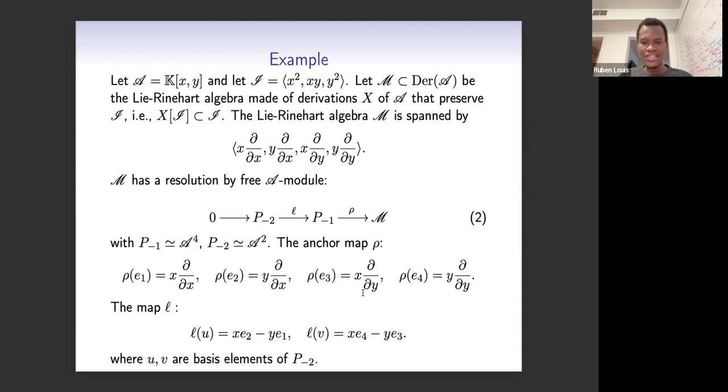Rho is given by that. So we send E1 to those generators. And then the map L is given by this expression here. It encodes the relations between the generators of the kernel of Rho, of the anchor map, or the relations between the generators of this ideal I at some point. Here U, V are the basis elements of that. So there's a Lie algebra that we can compute very explicitly here. If you dualize it, it gives you a Q variety, because you can always dualize it in that case.